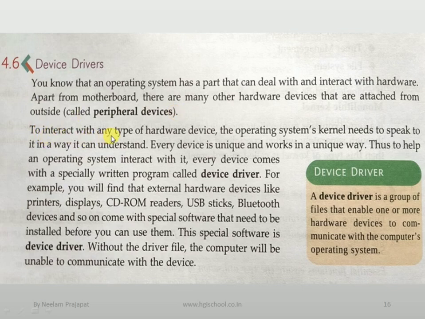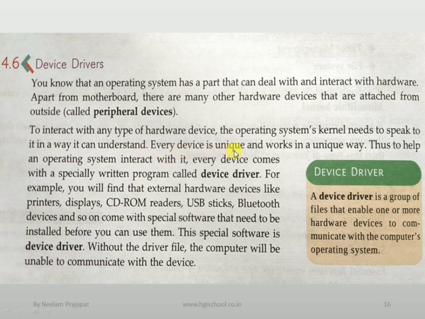To interact with any type of hardware device, the operating system's kernel needs to speak to it in a way it can understand. The operating system has two components, shell and kernel. The shell interacts with humans and the kernel interacts with the hardware devices. That will come in the next slide. So the kernel needs to speak to it in a way it can understand.